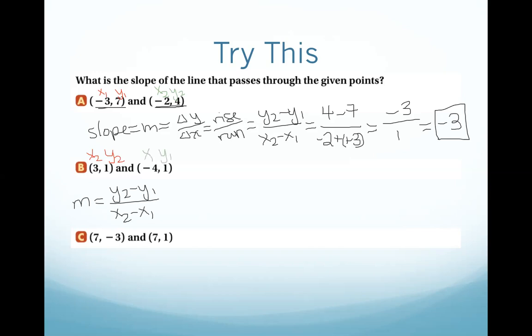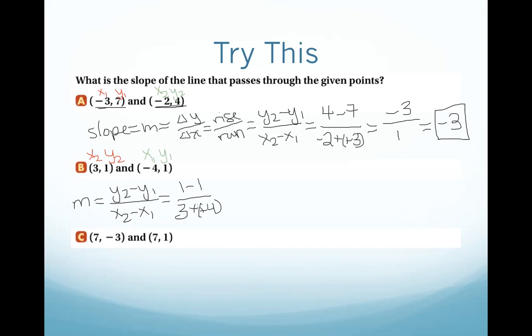Now the reason I'm going to do that is because I think you probably called the first one point 1 and the second one point 2, and I want to show you that it doesn't matter which one I call the first and which one I call the second. As long as I put them into the equation correctly, I should get the same answer. Okay, so y2, that's 1, minus y1 is 1, divided by x2 is 3, minus x1 is -4.